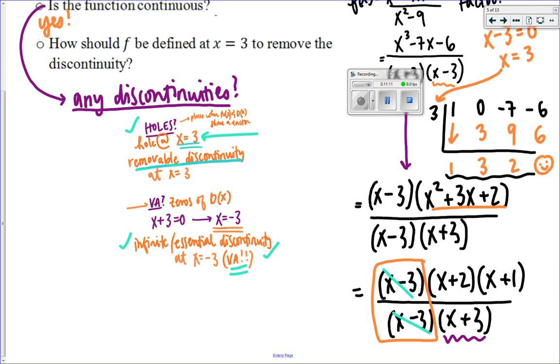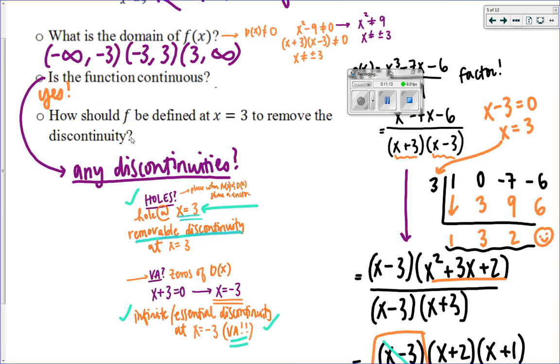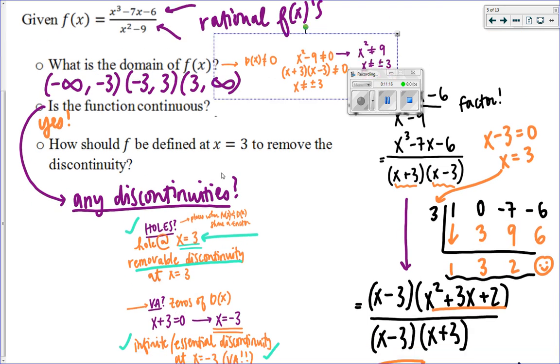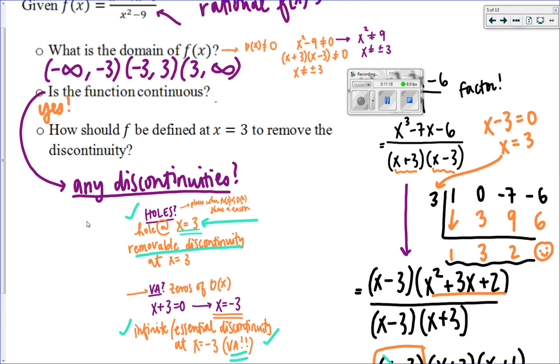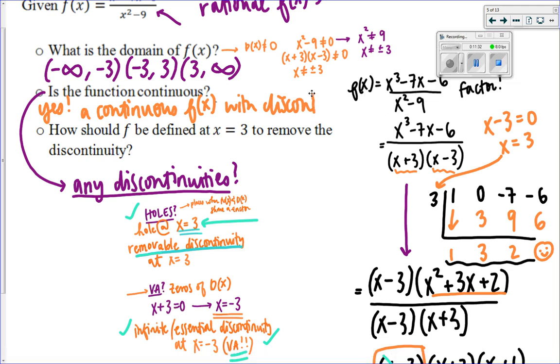Yes. On every value other than those values that we said we couldn't have, positive or -3, it's continuous on everything in our domain. This is a continuous function with discontinuities. Why again? Because it is continuous on all three of these intervals. At -3, there is a vertical asymptote. At 3, there is a hole, but that is okay.